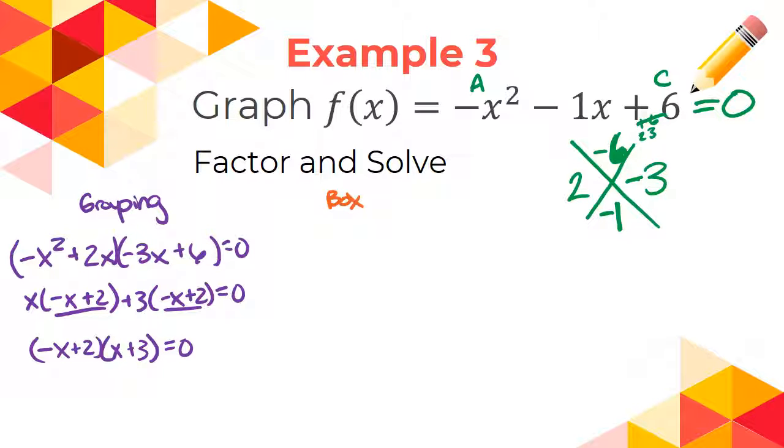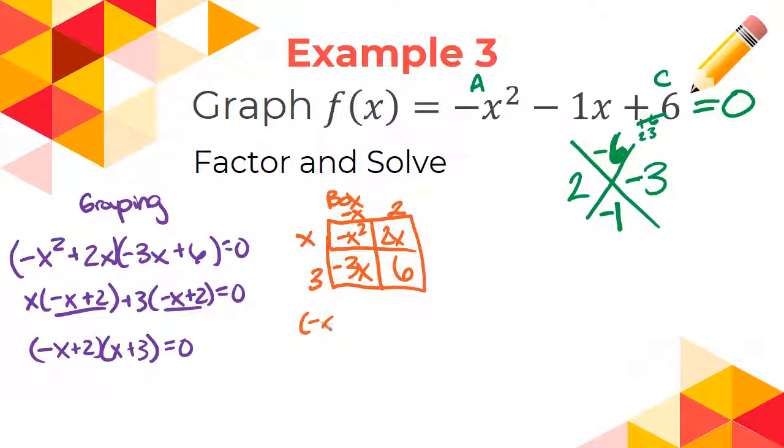If you chose the box method, that would mean your first term goes in the first box, your last term in the last box. Your new middle terms get the middle boxes. This is the same amount of steps as grouping. I'm going to divide out a -x, a +2, an x, and a 3. So I arrive at -x plus 2 and x plus 3.